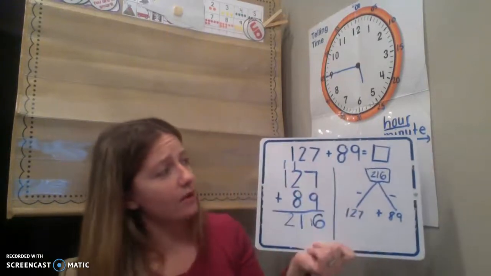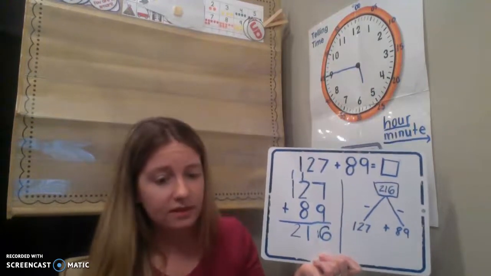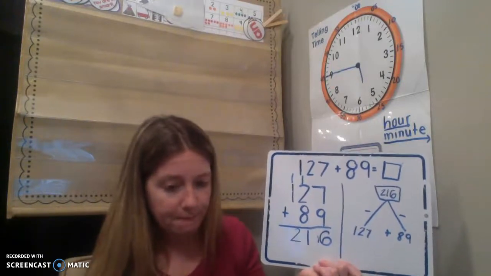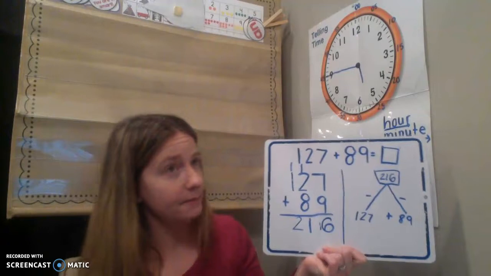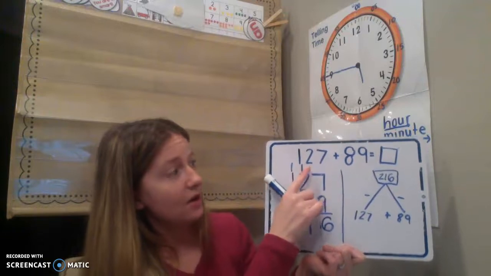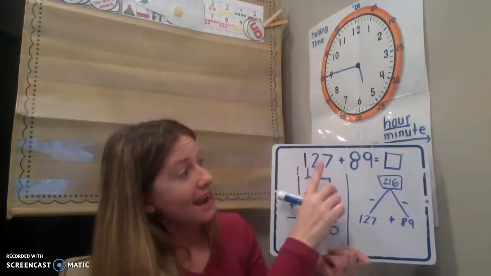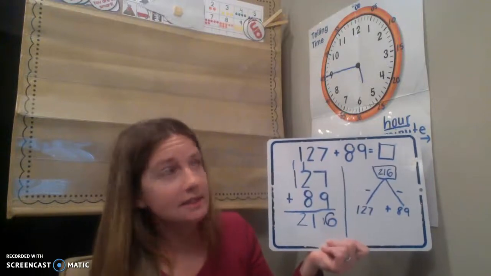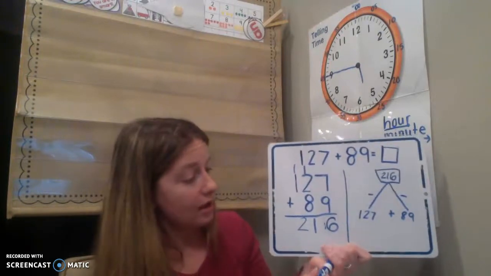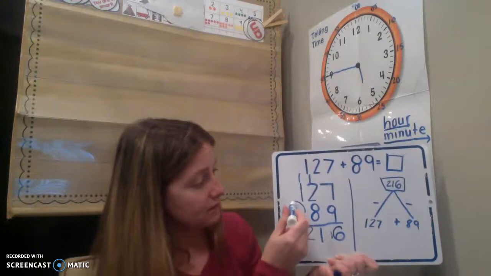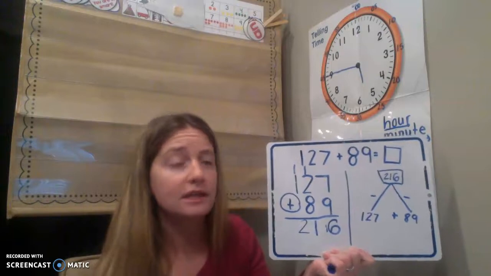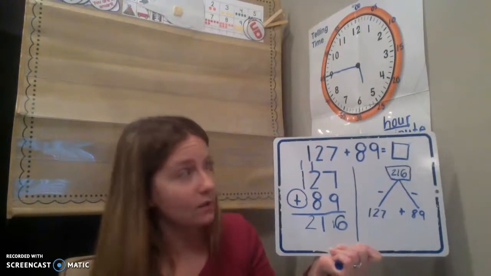So now that we have our equation and our answer, I want you to think of a word problem for this. So using these numbers in a word problem, I might say, I had 127 blueberries and I had 89 raspberries. How many raspberries did I have in all? And that in all word helps me to know that I should add those 2 numbers together. When it says in all or all together, we're most likely going to add when we see that.